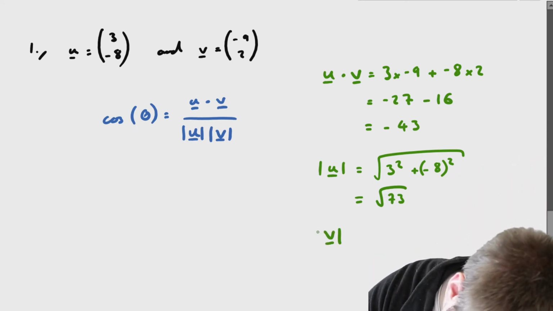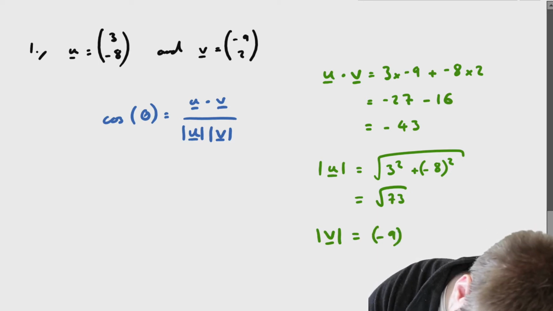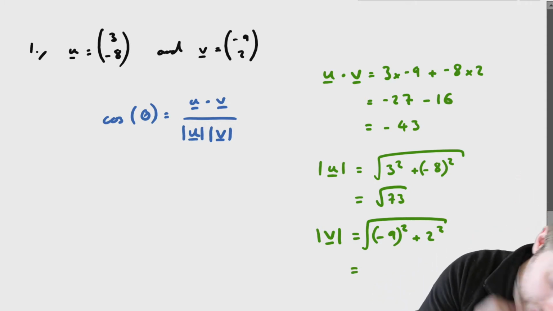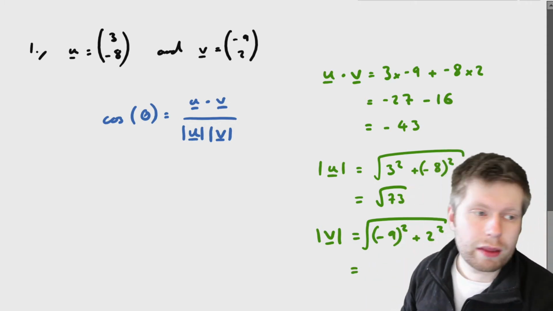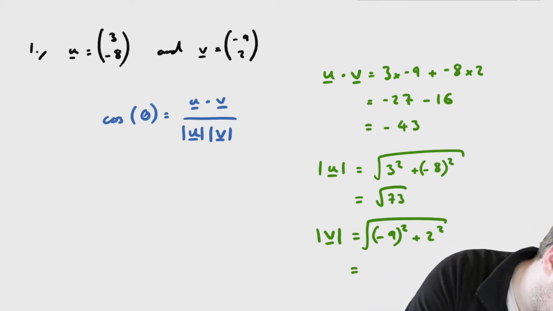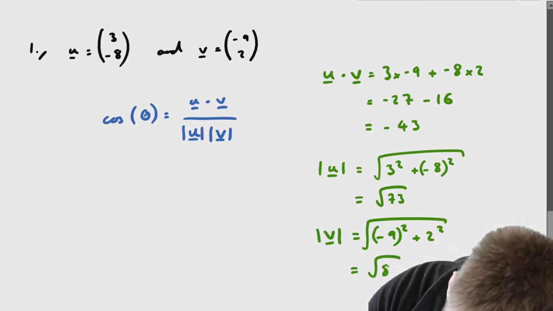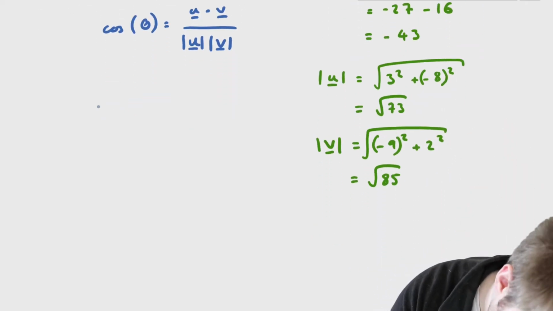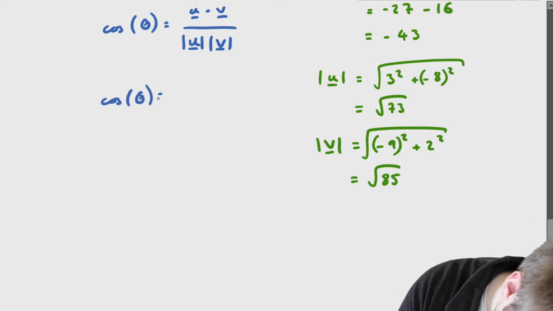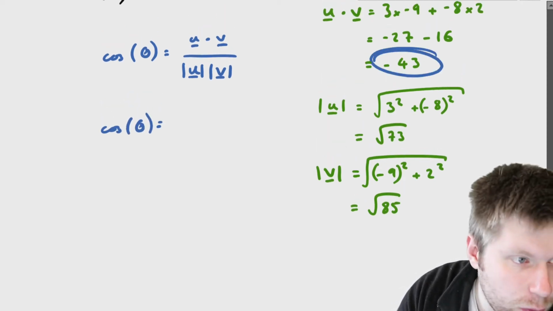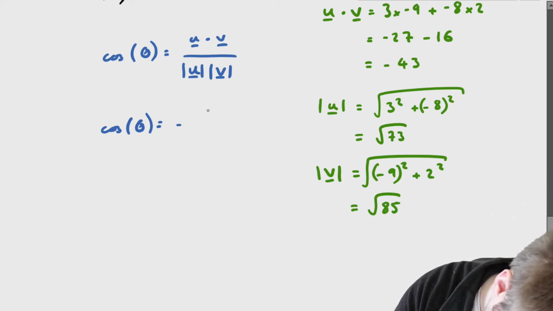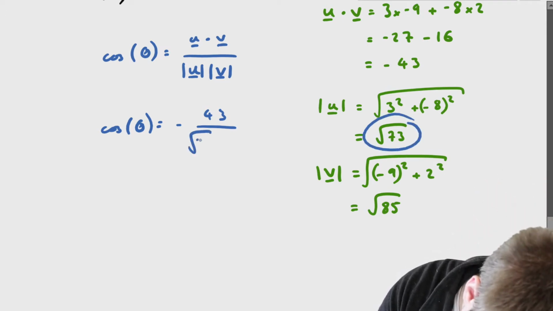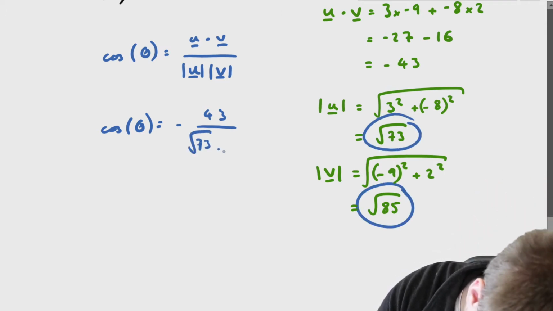And then for v, same kind of idea. I'm going to take -9 all squared, add it to 2 squared, and then square root the entire thing. So that's going to be square root of 81 plus 4. That's going to be square root of 85. Okay, so square root of 85. And then all I need to do is just stick all of these components into my formula. So I can say then that the cosine of theta should be equal to, well, my u dot v I found as -43. So that's going to be on the numerator, divided by the product of my magnitudes, so root 73 times root 85.